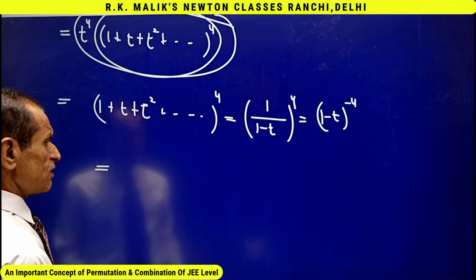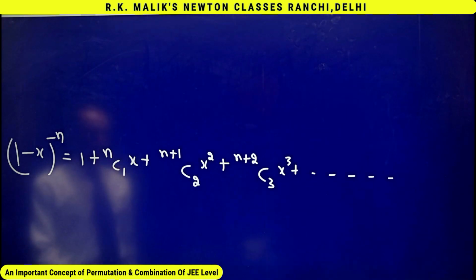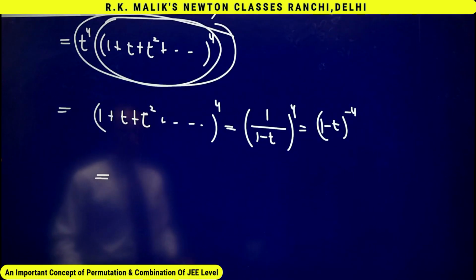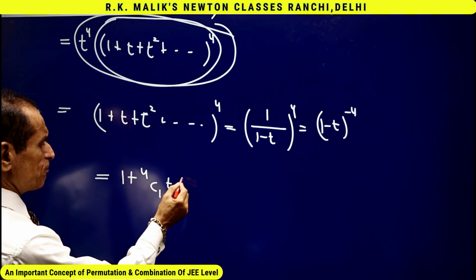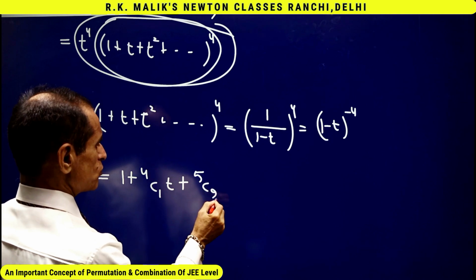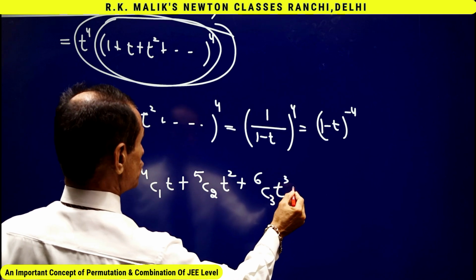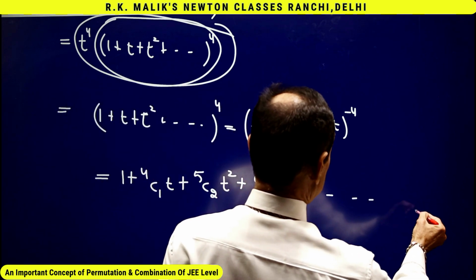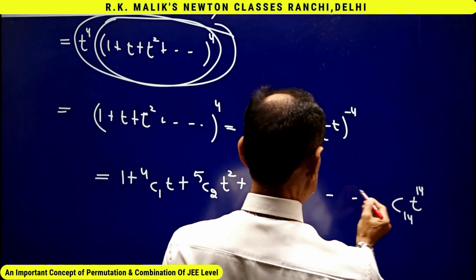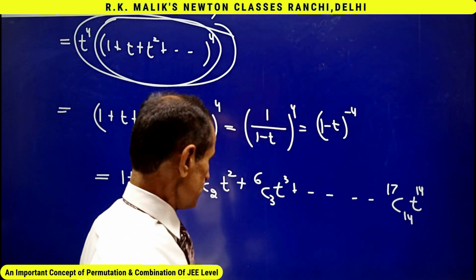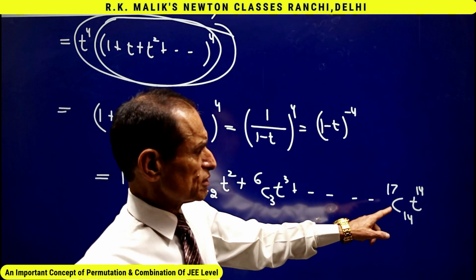And as I told you the formula in the very beginning, keeping that formula in mind, this is equal to 1 plus 4c1 t plus 5c2 t square plus 6c3 t cube, and the coefficient of t to the power 14 obviously will be 14 here and 17 here, because this number is always 3 more than this. 14 means 17 here.